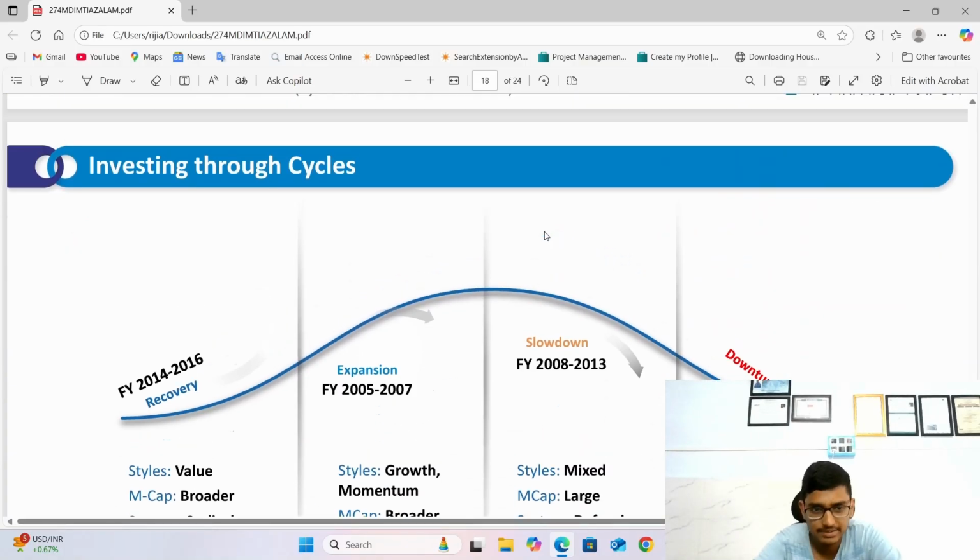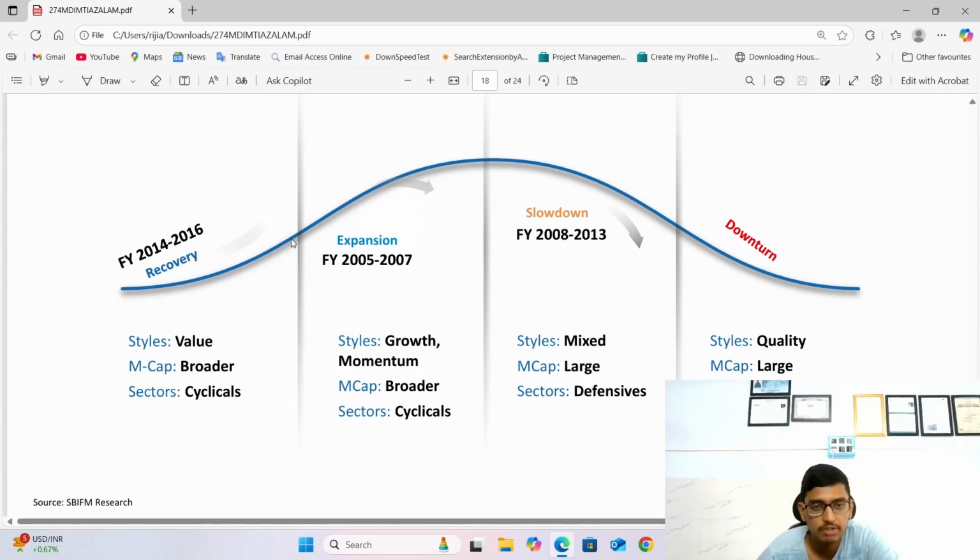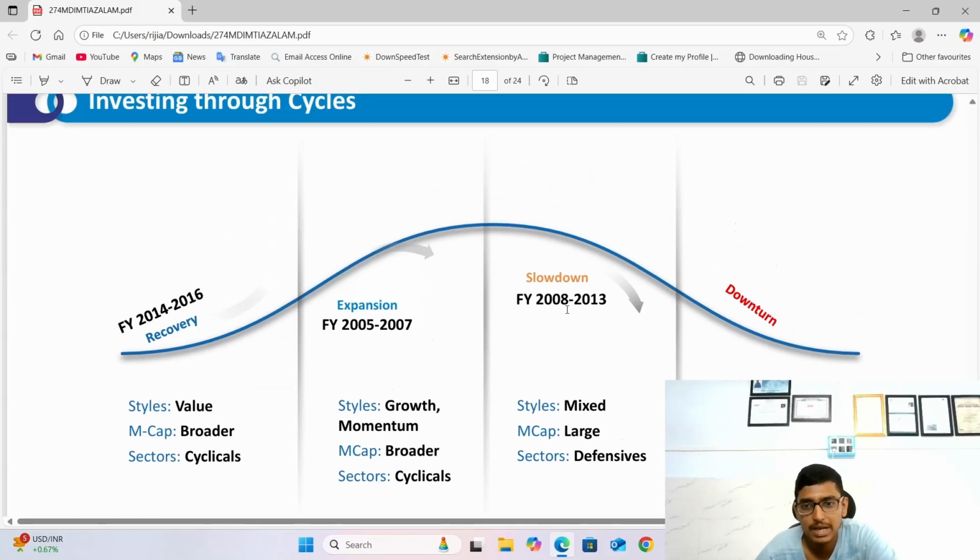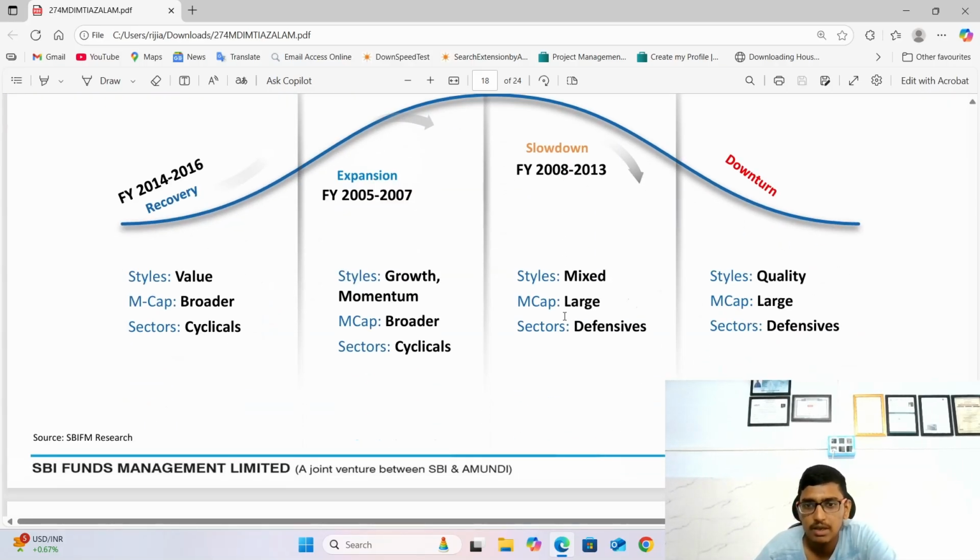Now, investing through cycles. From 2014 to 2016 it was a recovery period, and their style was value-based, market cap was broader, and they invested in cyclical sectors. In 2005 to 2007, it was an expansion market; the style was growth and momentum, market capitalization was broader, and sectors were cyclical. When there is a slowdown, like 2008 to 2013, the style was mixed, market cap was large, and sectors were defensive. And in a downturn, you need to move towards quality style, quality sector, large market cap, and defensive sectors.